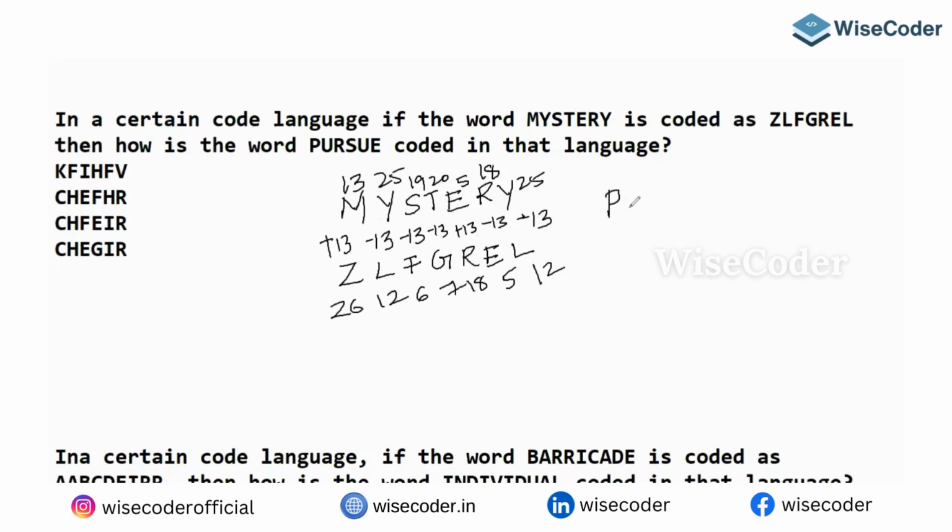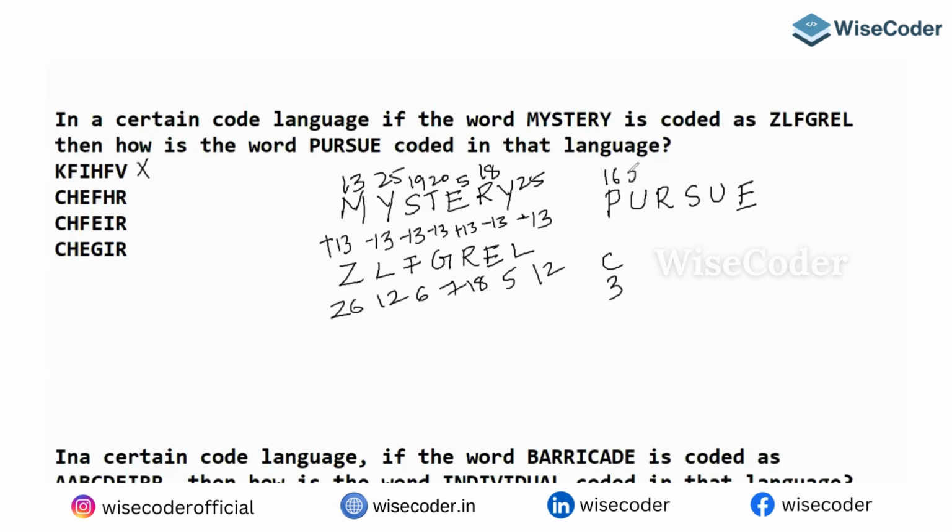So okay, the logic here is what? Corresponding letters. So P, U, R, S, U, E. P's place position is 16. If I want the difference to be 13, this letter has to be 3. So the first option is eliminated straight away.